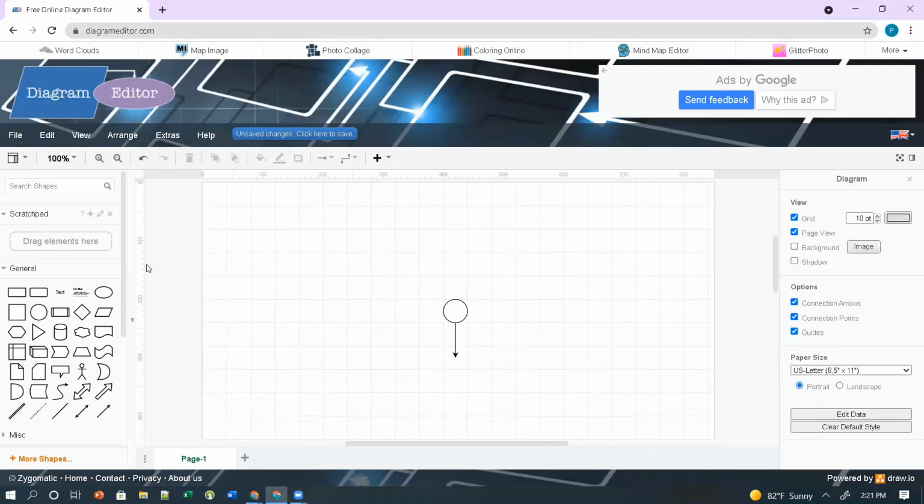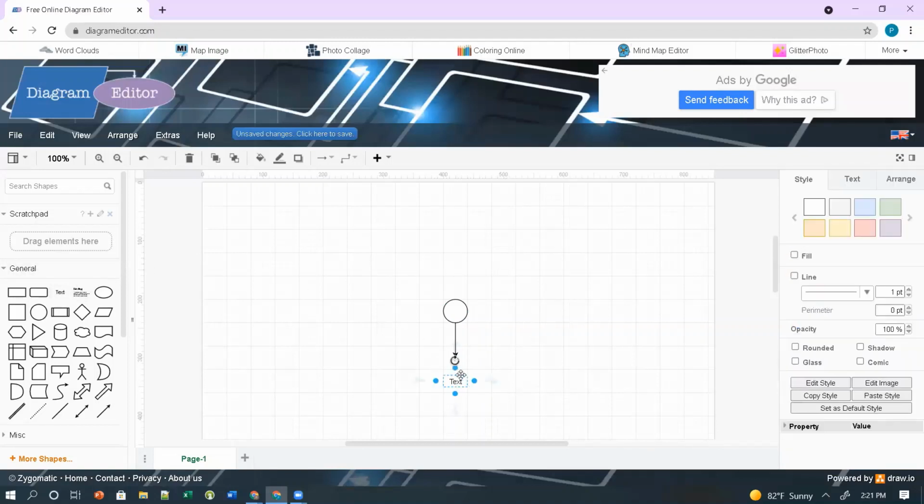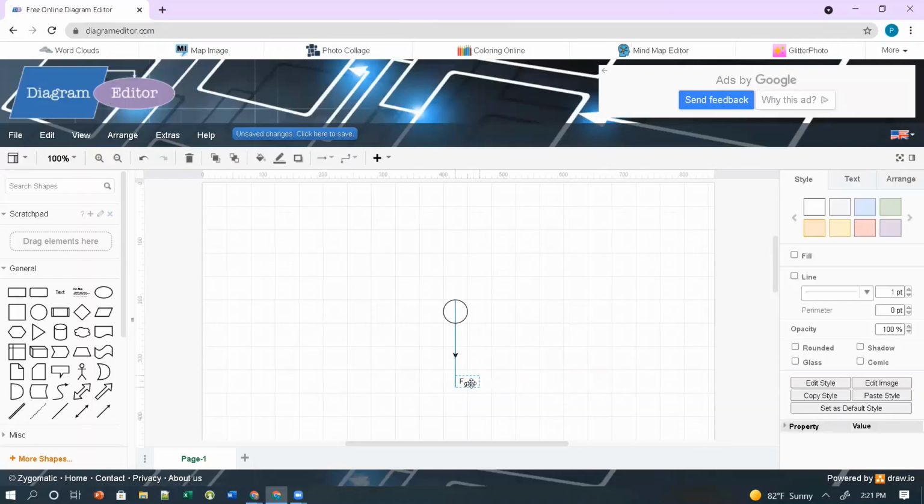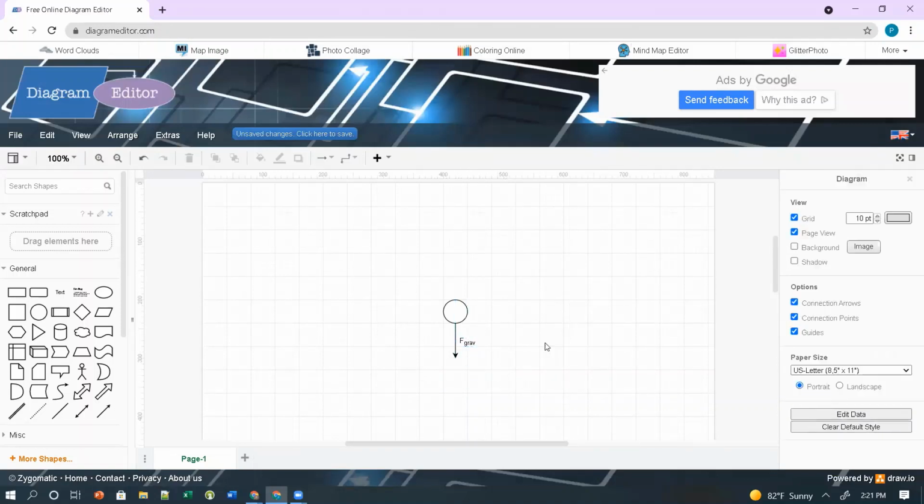And then we need to label it. We normally label these arrows with the capital F for force, and then we can write grav for the force of gravity. And we normally write that right next to that arrow. So that's how we would represent the force of gravity pointing straight down on that box.